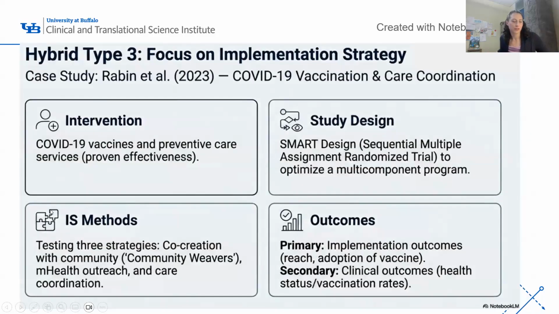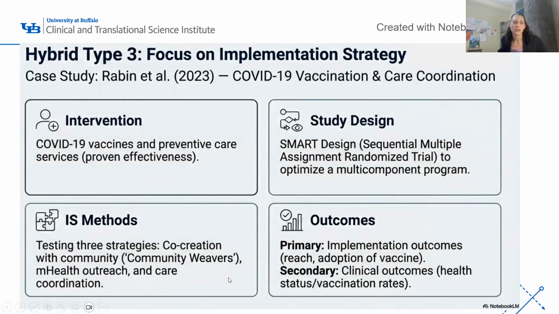And then the last example, the type 3. In this case, the intervention was the COVID-19 vaccines and preventive care services, something that had already been proven effective. The goal here was to increase uptake and use of the vaccines and care. They used a SMART design, which we'll also talk about in a little bit. In this case, the primary outcome was, are we increasing uptake of the vaccine and reaching more patients? And the secondary outcome was to track patients' clinical outcomes.